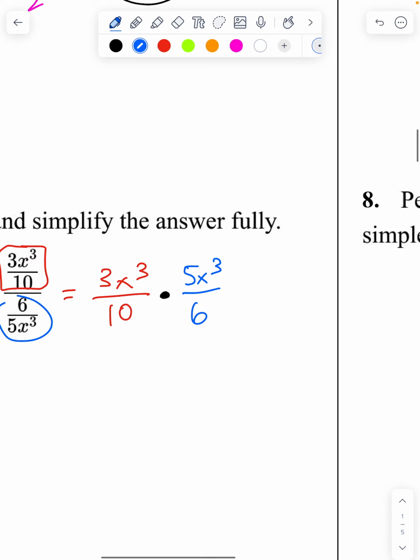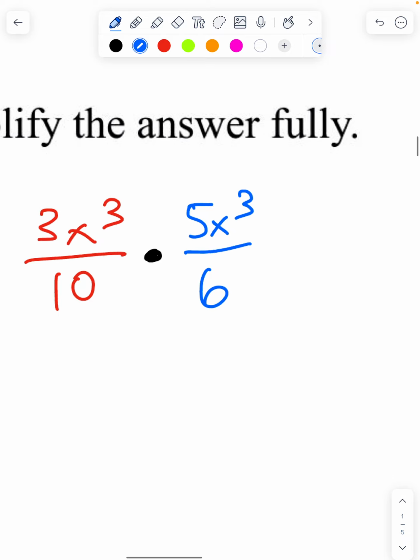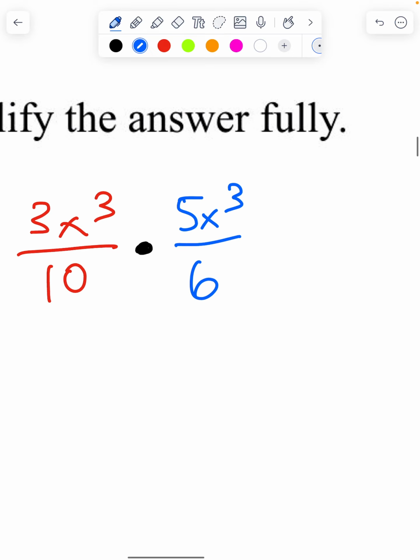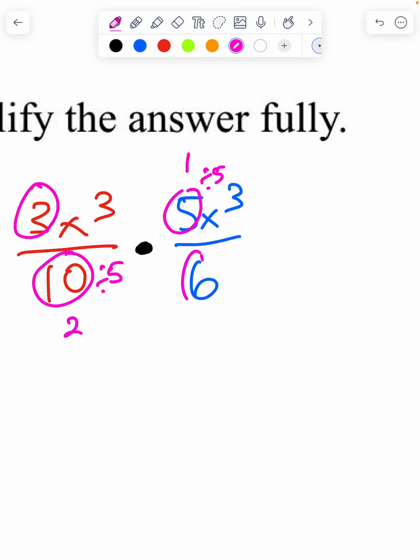Well, now I can start trying to see if I can cancel some stuff out. So one thing I can see is that if I look at numbers, 5 goes into both of these. So if I divide 5 on the top, this will just be 1. If I do 5 divided by 5, sorry. And if I did 10 divided by 5, this will turn into 2. And I can also see that 3 and 6 are both divisible by 3.